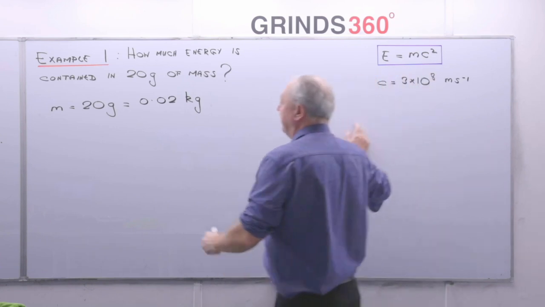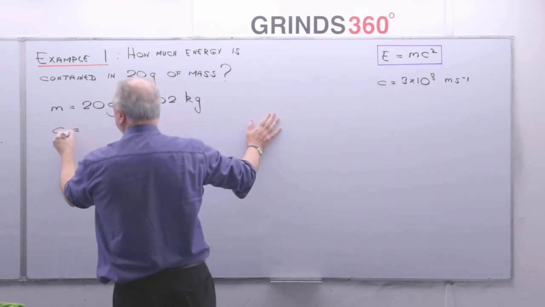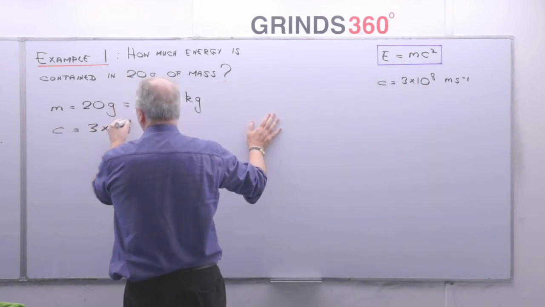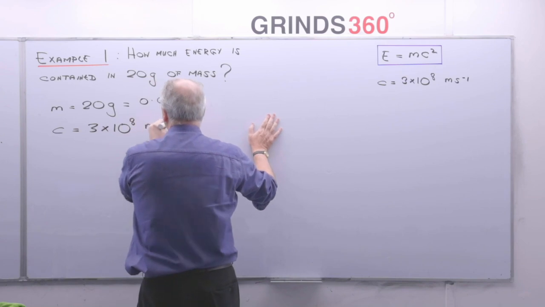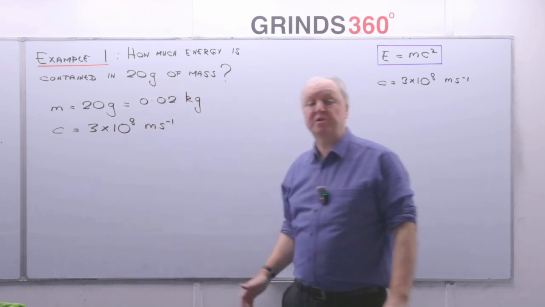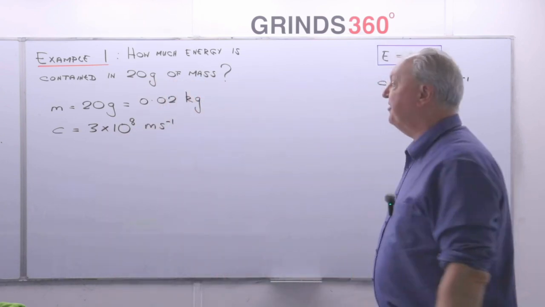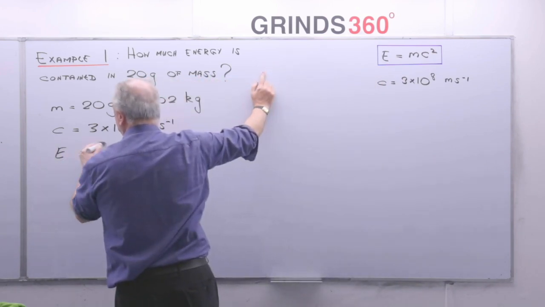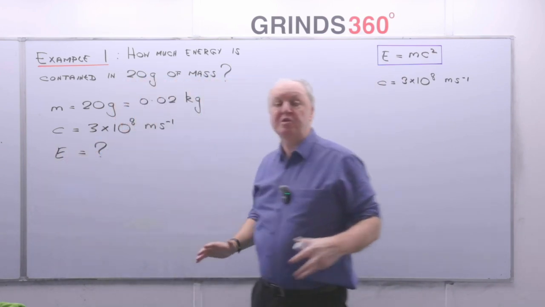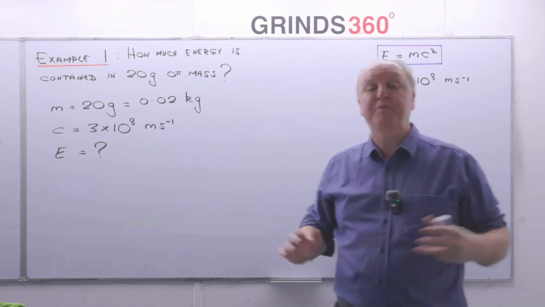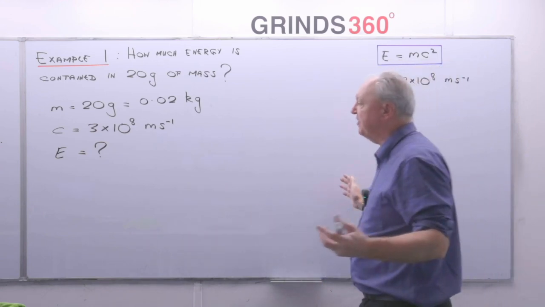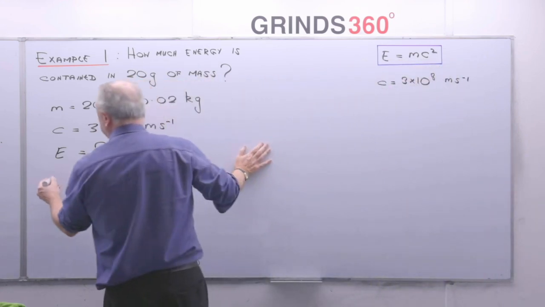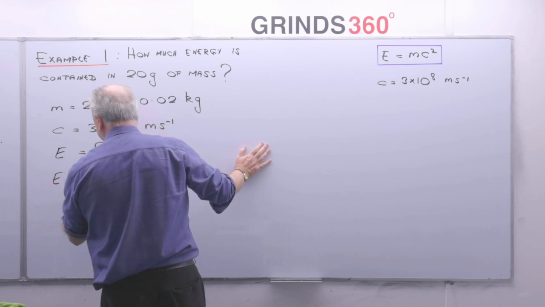C is 3 by 10 to the power of 8 meters per second, which you'll get from your table book. But you'll probably remember it because it's such a famous number. And I'm looking for the energy I get when I vaporize 20 grams. Vaporize it so there's no mass left. I'm turning it into pure photons that are traveling at the speed of light. My formula is E is equal to mc squared.